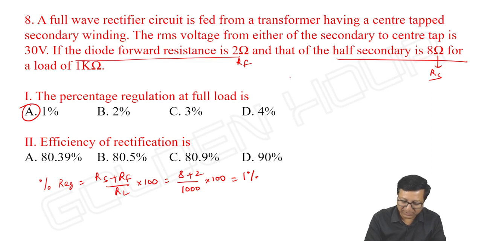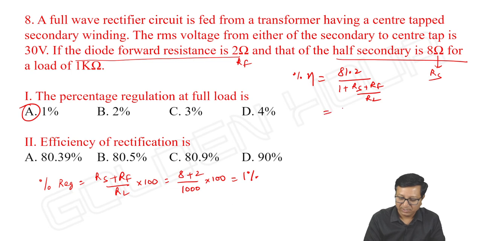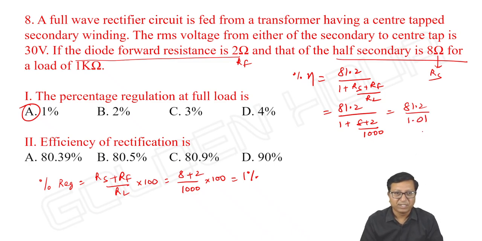Efficiency. The percentage efficiency is given by 81.2 divided by (1 plus (Rs plus Rf) by RL). 81.2 divided by (1 plus (8 plus 2) by 1000). It is 81.2 by 1.01, slightly less than 81.2. And if you calculate it, you get around 80.39%. It's a straightforward question.